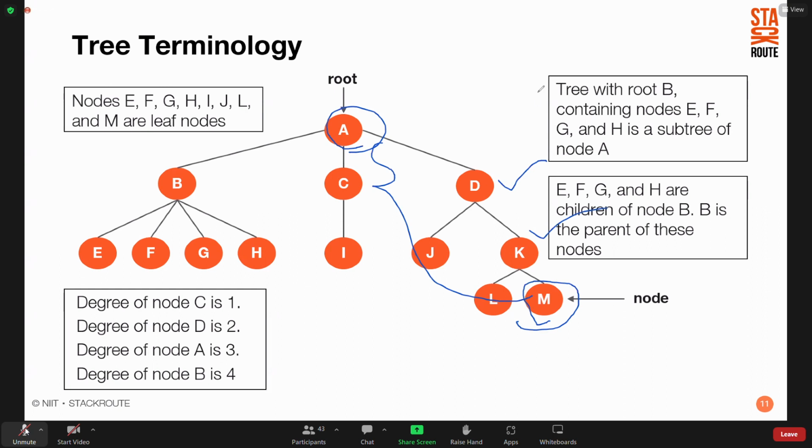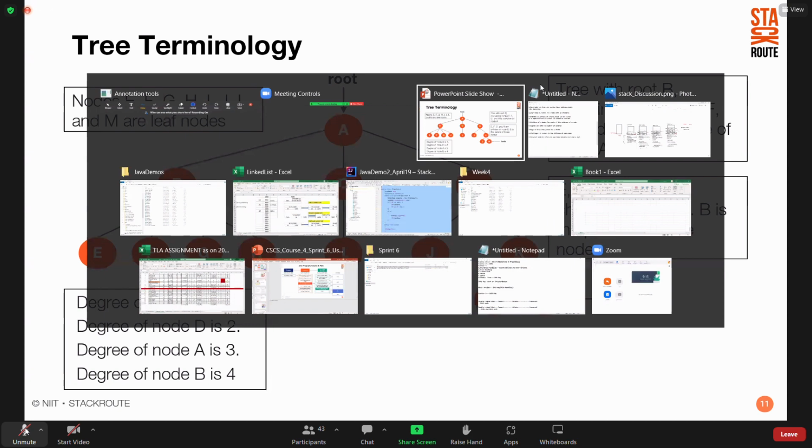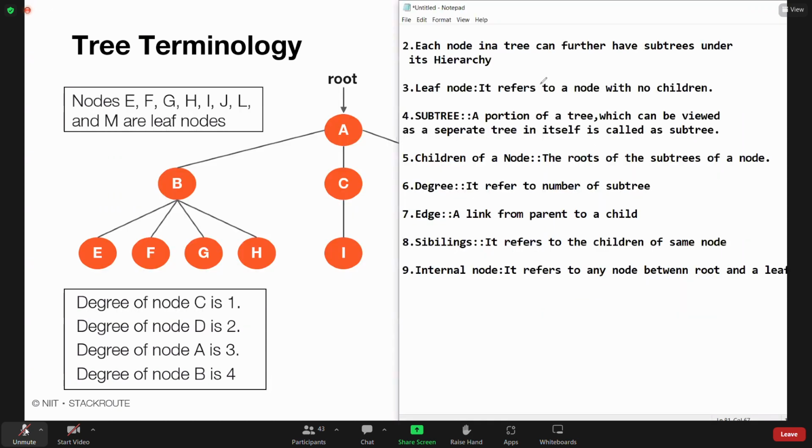It can be a parent. It can be a child of any nodes. So D is a parent of K, whereas D is a child of A. So the node which is available between root node and the leaf node is called an internal node. These are the terms available, but in application, we will use a few.